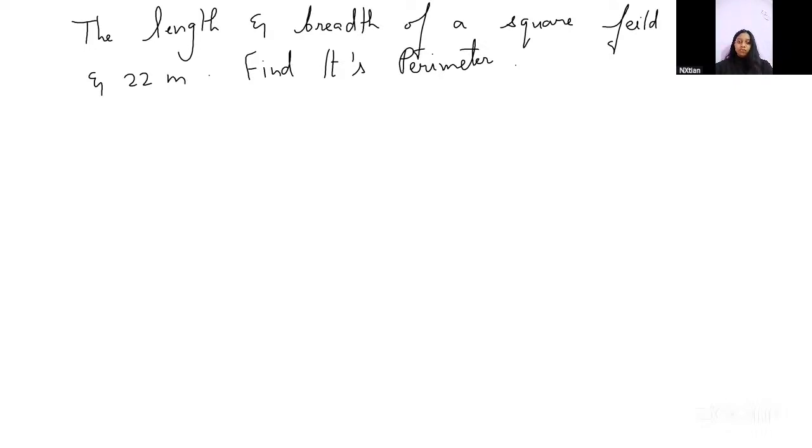Ma'am, the perimeter, right? Yes, ma'am, that's 80 meters. 80 meters you are getting. Yes, ma'am. So we have to do 2 times length plus breadth. So basically length and breadth, so we can do length plus breadth times 2.